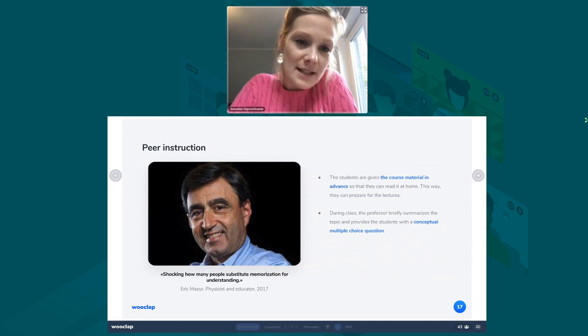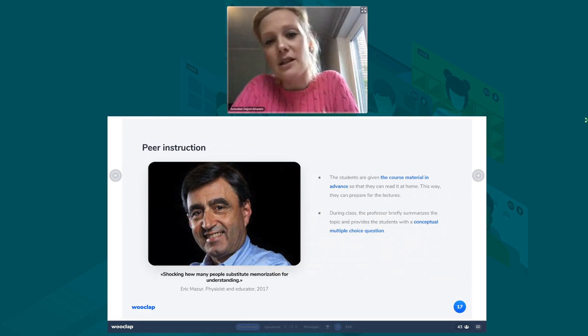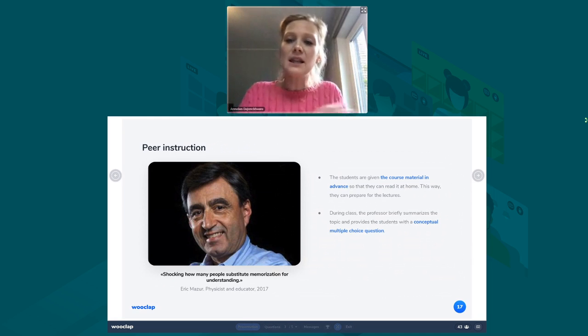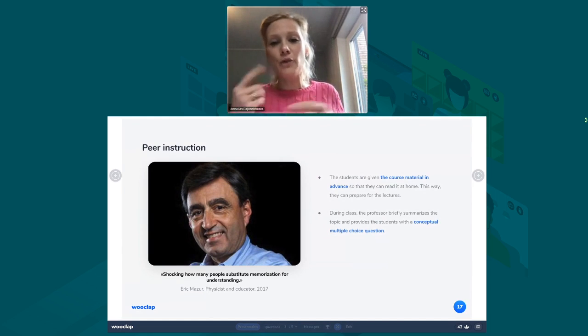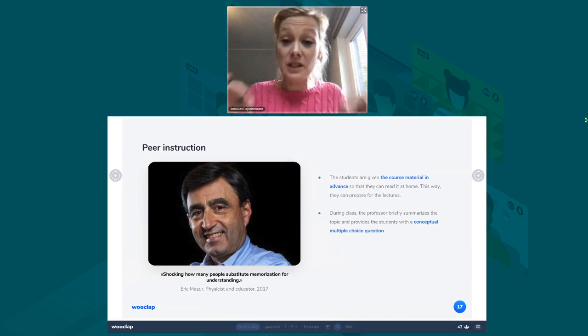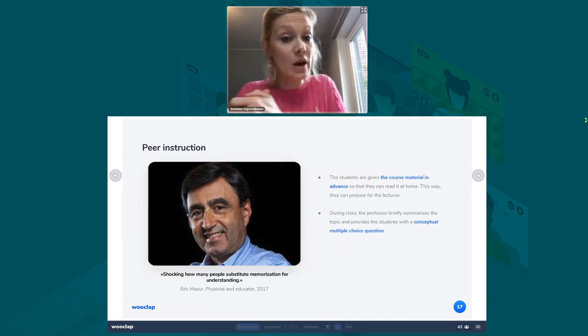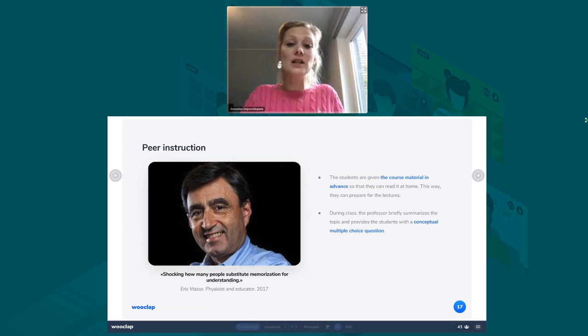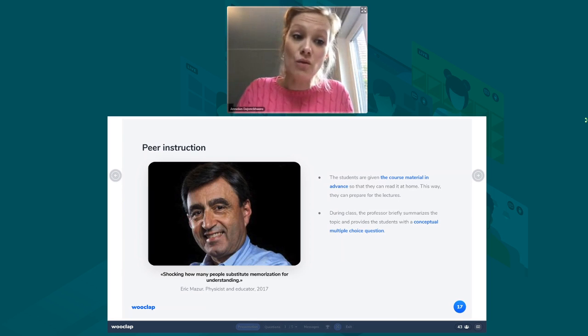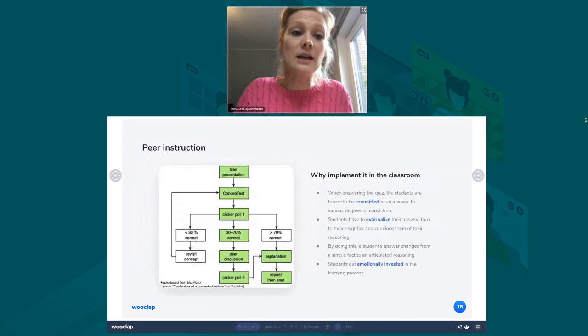During class, the professor briefly summarizes the topic and provides the students with a conceptual question. This sort of question is especially designed and focuses on one key notion at a time. For instance, it can ask to predict the impact of a variable over a system without using equations or written reasoning. This question is asked through a student response system. So let's take a look here.